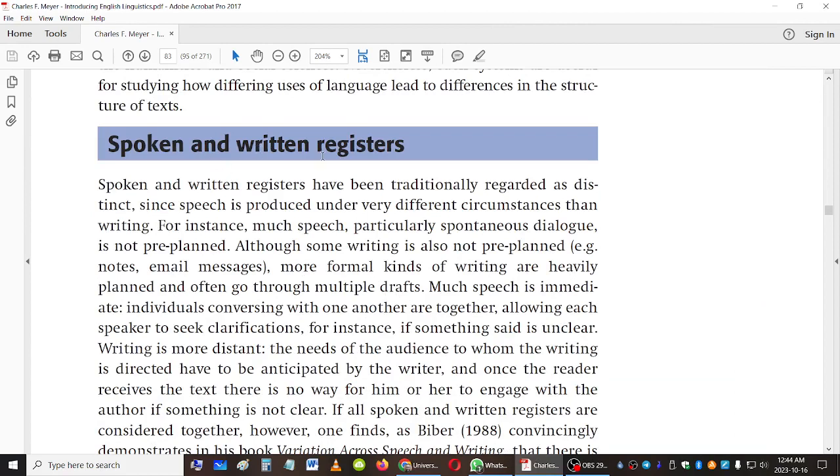We've already mentioned the differences between spoken and written registers and how these notions are sometimes clearly cut, but they may interpolate, they may overlap.